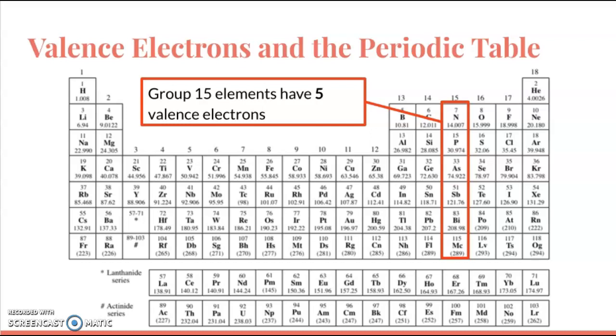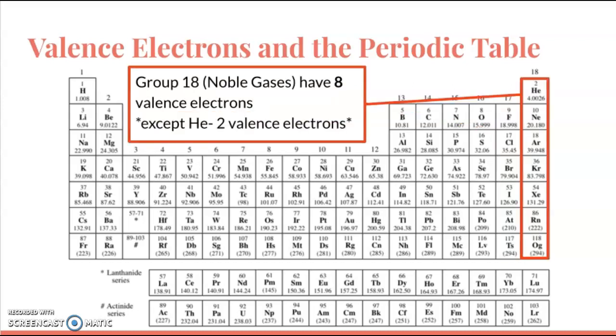15 is 5. 16 is 6. 17, which are my halogens, are 7. And last but not least, if you haven't guessed it already, group 18, my noble gases, have 8. Okay. The only exception to this is helium only has 2 valence electrons, and that's because it only has 2 electrons to begin with, right? Element number 2 can only have 2 electrons total, so it will have 2 valence electrons.